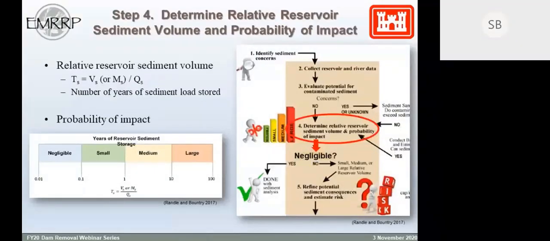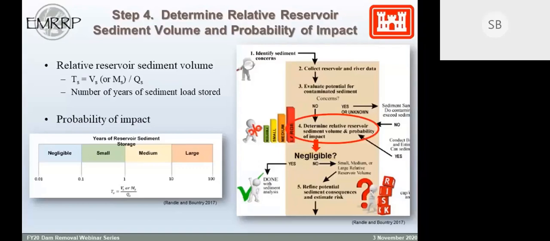Okay, so next we're going to look at the volume, and Kyle discussed various methods to estimate the volume of sediment in the reservoir, but the question is, how significant is that volume? So this is going to depend on how much sediment the stream normally carries. So what we want to determine is the relative reservoir sediment volume. And this is the ratio of the sediment volume in the reservoir to the average annual sediment load. So this basically gives us the number of years' worth of sediment load stored in the reservoir.